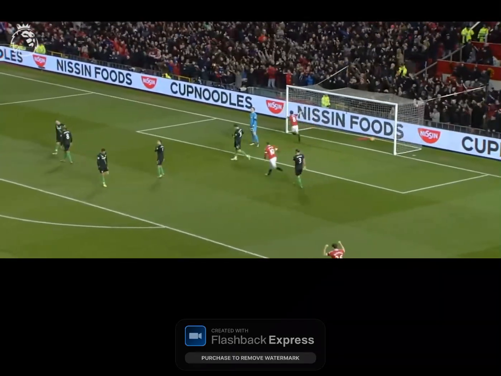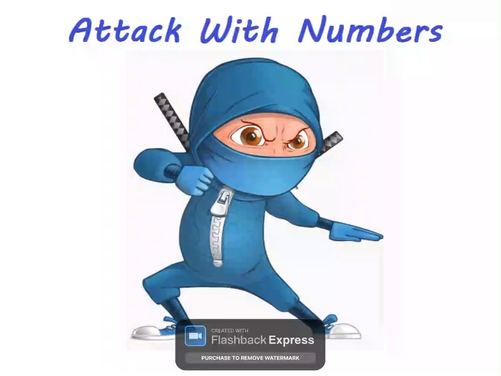Beautiful! Absolutely beautiful! Alright boys, this video is going to be about attacking with numbers, trying to score goals with more than one player. So how we're going to do that is we're going to learn how to get in the right spots at the right time and pass each other the ball instead of always trying to take the ball and score ourselves.